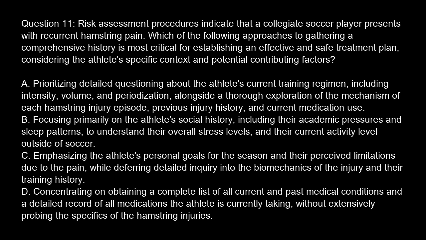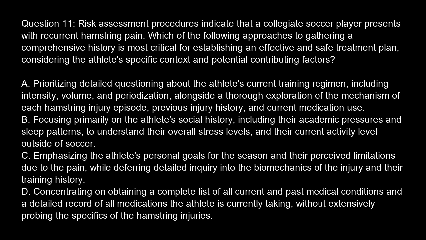Option A. Prioritizing detailed questioning about the athlete's current training regimen, including intensity, volume, and periodization, alongside a thorough exploration of the mechanism of each hamstring injury episode, previous injury history, and current medication use. Option B. Focusing primarily on the athlete's social history, including their academic pressures and sleep patterns, to understand their overall stress levels and their current activity level outside of soccer.